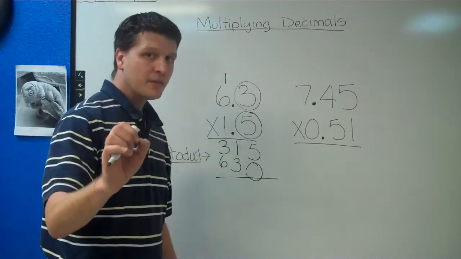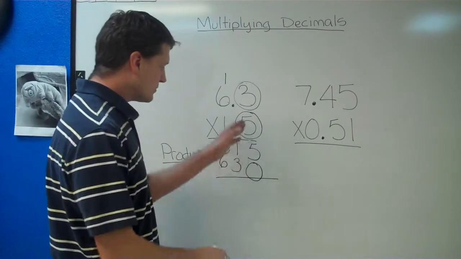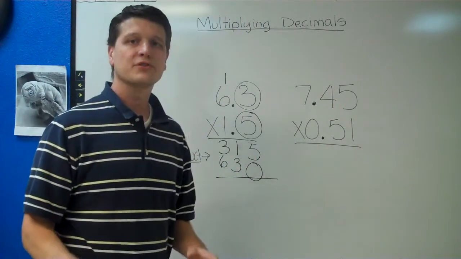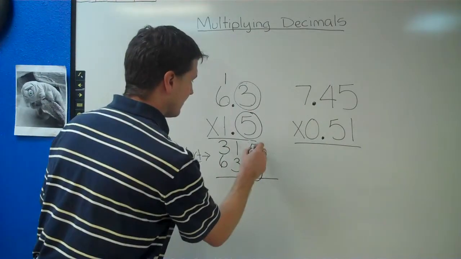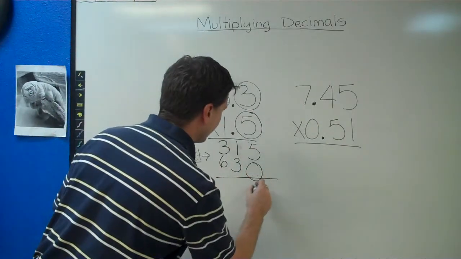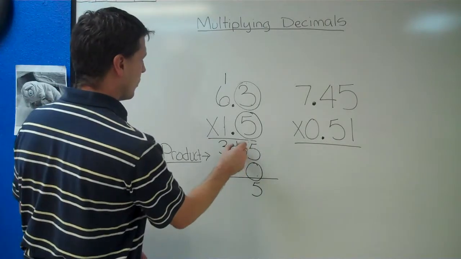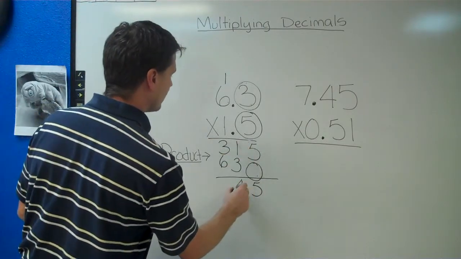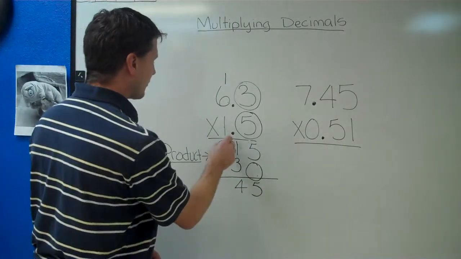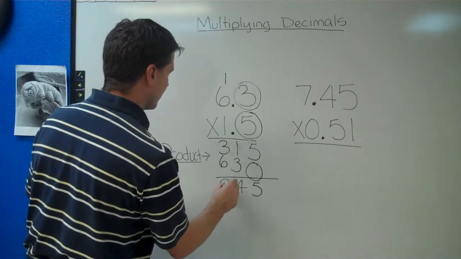Now, we're not going to worry about the decimals just yet. We want to add and get all of our numbers situated, okay? Now let's add 5 plus 0, and it gives us 5. And then we're going to add 1 plus 3, and it gives us 4. And then we add 3 plus 6, and it gives us 9.